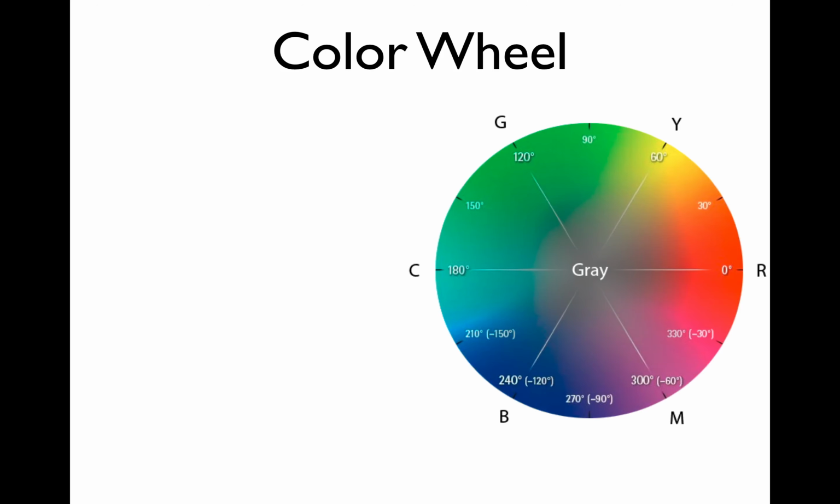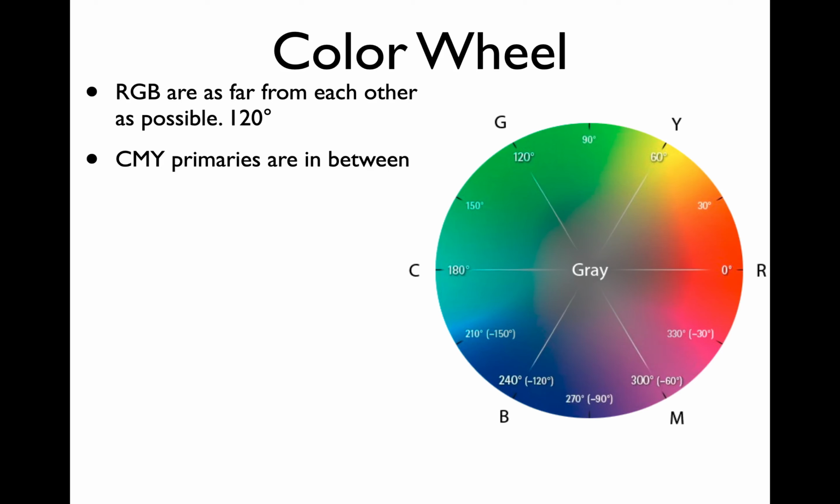By definition, red is at 0, green is at 120 degrees, and blue is at 240. The way they designed this was so that the primaries were as far from each other as they could be, but equal in their distance. So 360 degrees divided by 3 is 120 in any direction. Make sense? This is going to come up. You're going to see this in work that we do. So at any rate, RGBs are as far as possible from each other. CMY primaries are in between.